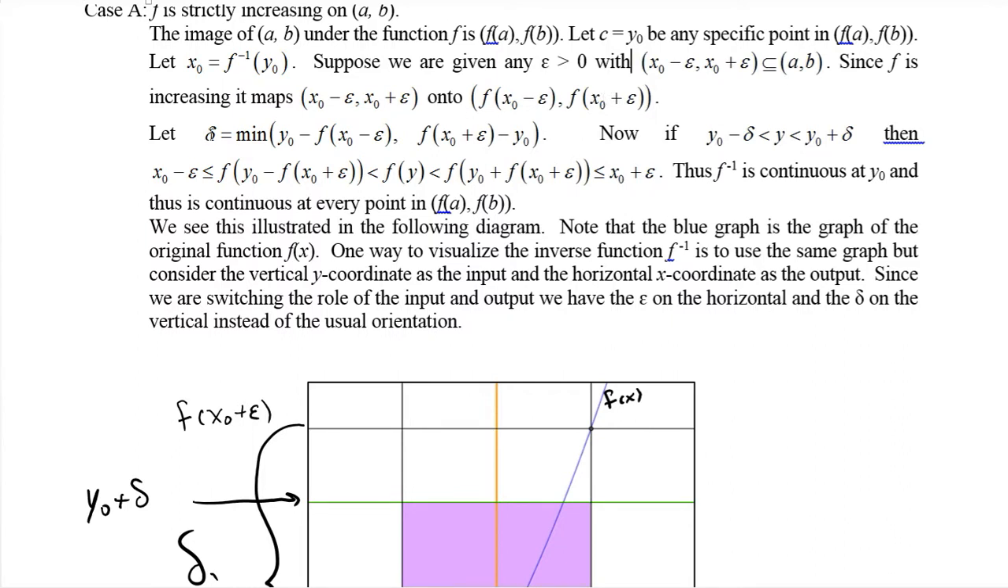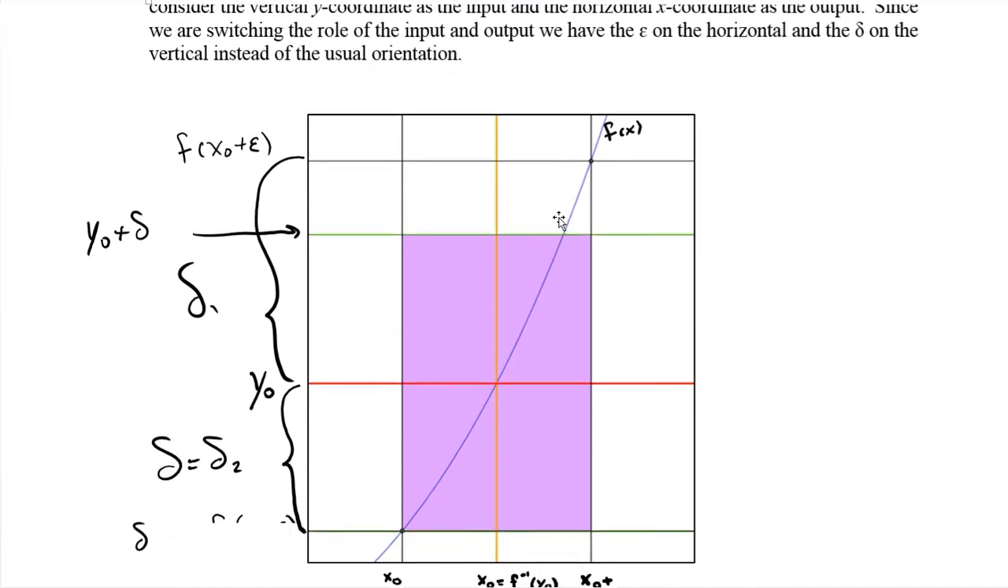Now let delta be the minimum of the distances y0 minus f of x sub 0 minus epsilon and f of x sub 0 plus epsilon minus y0. Now if y0 minus delta is less than y0 plus delta, then we get what we want here in terms of the function, and we show that it's continuous. Now, that probably was hard to follow.